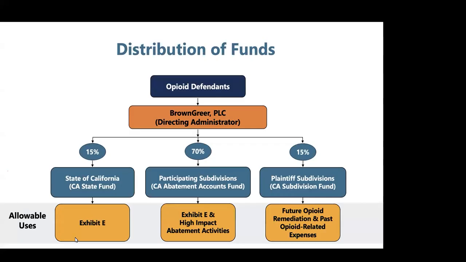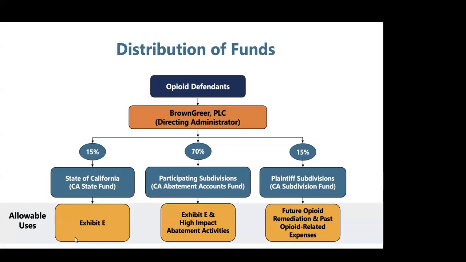From Brown Greer, there is 15% that goes to the state of California via our California State Fund. 70% goes to participating subdivisions as a whole, and that's the California Abatement Accounts Fund. That's the fund I was speaking about previously. That's our larger set of funds for opioid remediation. And then 15% of those funds go to plaintiff subdivisions from the California Subdivision Fund.